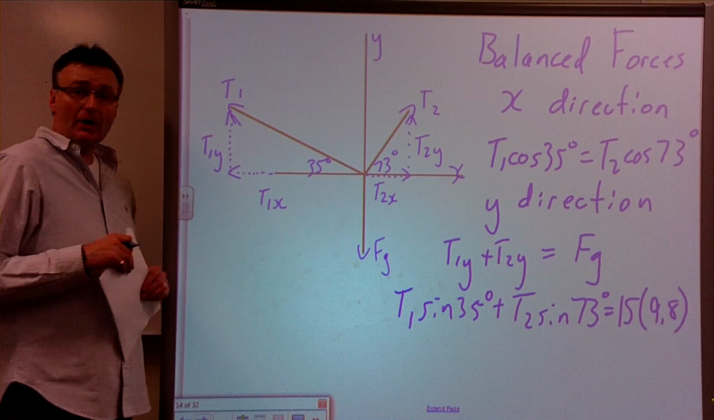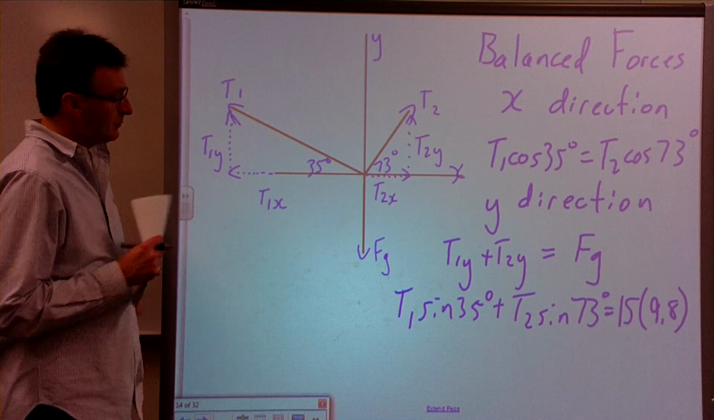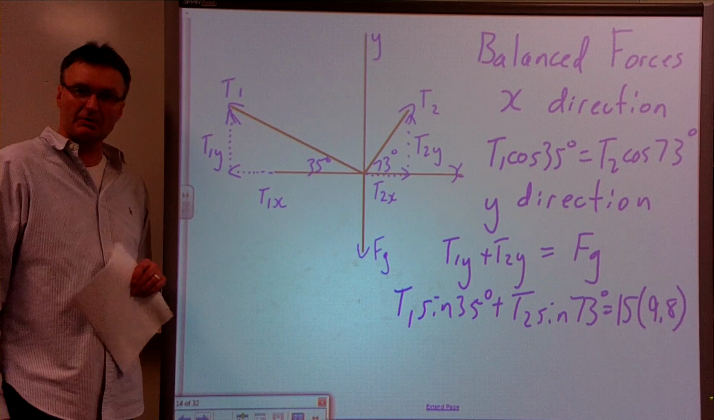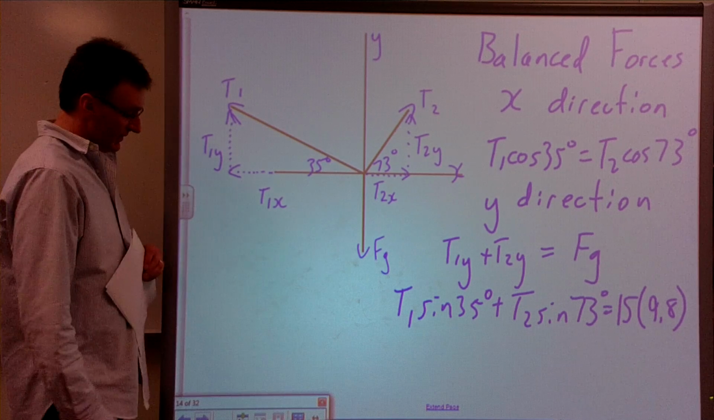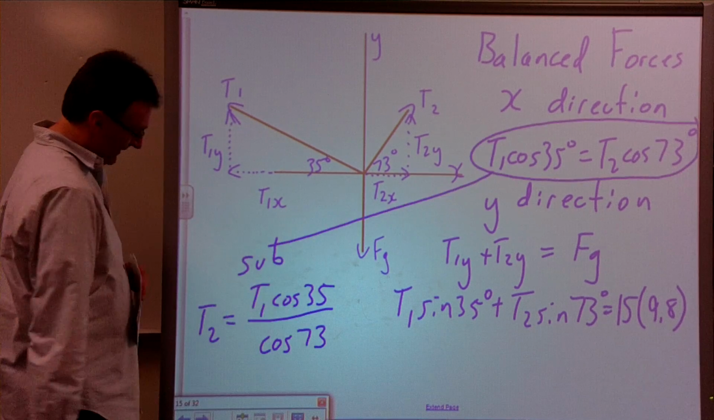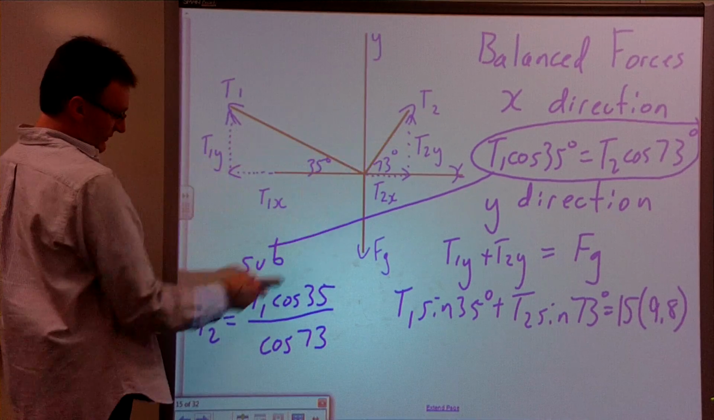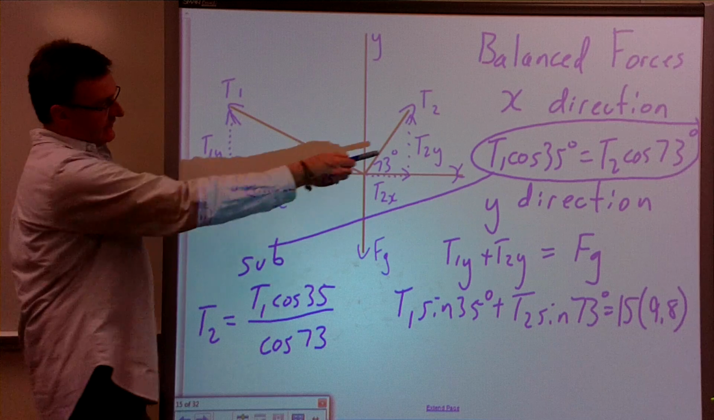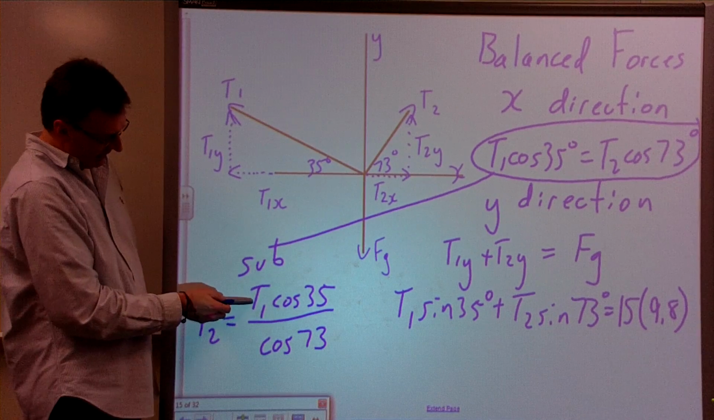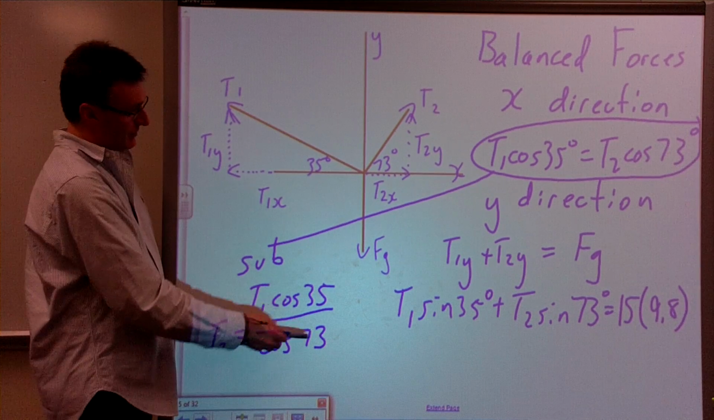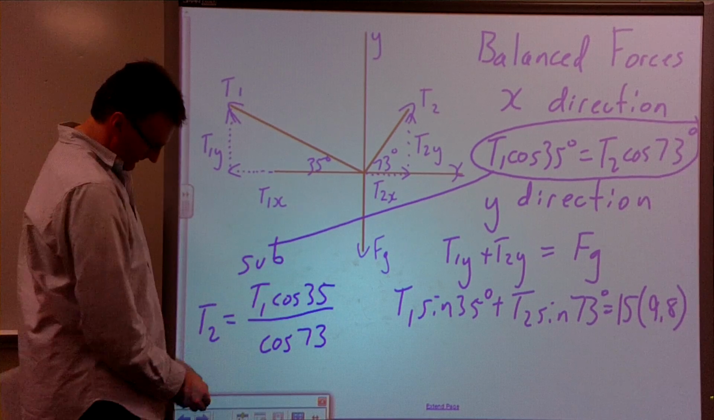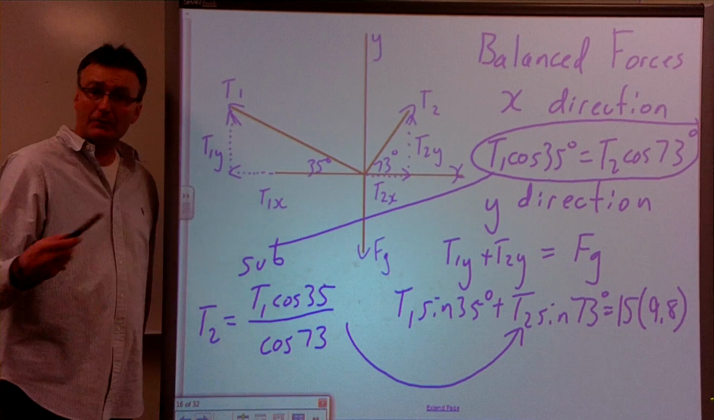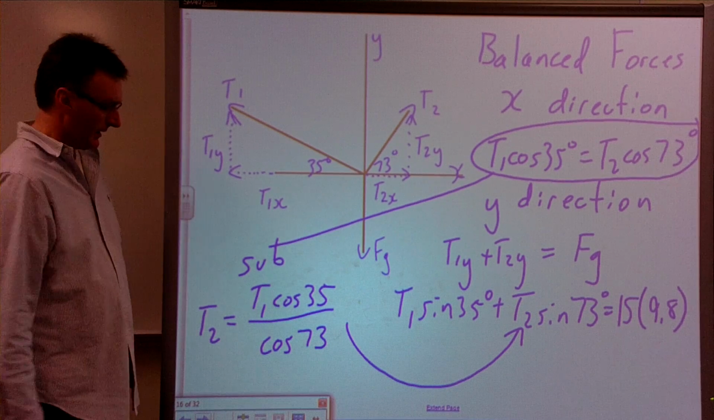And now what we're going to have to do is we have two equations, two unknowns, and so the best way to do this is probably with a substitution. So we'll make a substitution there, and we'll go back to our first equation here, and we'll get an expression for T2. T2 from this equation here is going to equal T1 cos 35 divided by cos 73. And then we'll substitute it into the other equation for T2. And that way we'll just have one unknown and we can solve for that unknown.